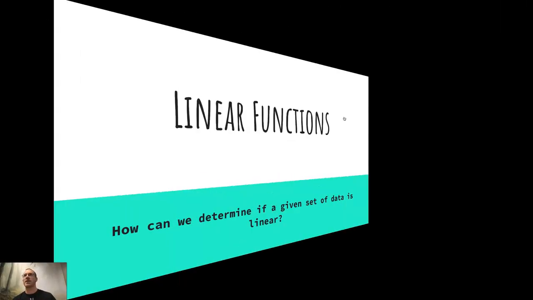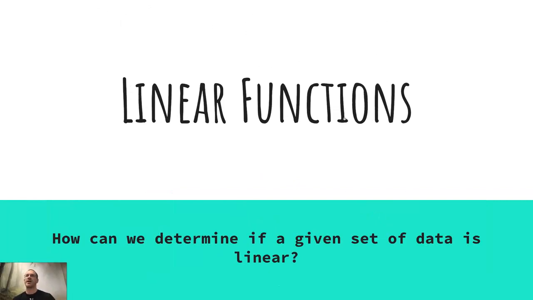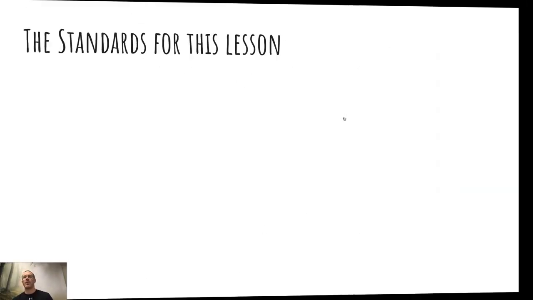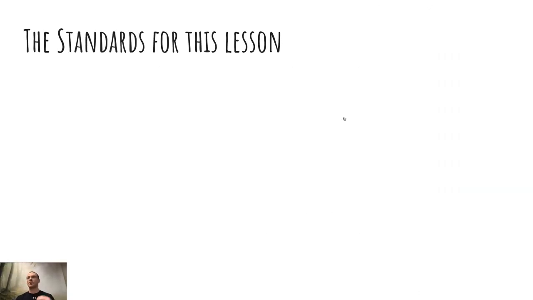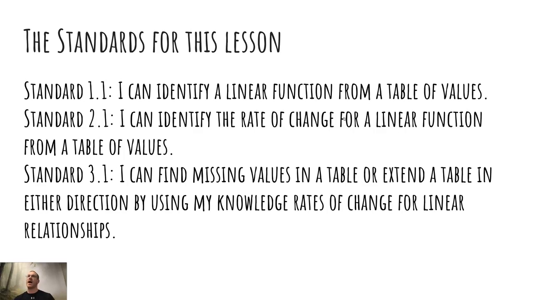If we look at our first lesson, it's linear functions, and what we want to work on is: how can I determine if a given set of data is linear? How can I look at that data, and what information can I get from it that will tell me it is in fact linear? Now, if you look at the top of your notes, we are standards-based learning. For every lesson, there's a handful of standards we're going to address, and we want you to fully understand those. Standard 1.1: I can identify a linear function from a table of values. Standard 2.1: I can identify the rate of change for a linear function from a table of values. And standard 3.1: I can find missing values in a table or extended table in either direction by using my knowledge of rates of change for linear relationships. Hopefully you feel comfortable with most of this, if not all of it, by the end of the lesson.